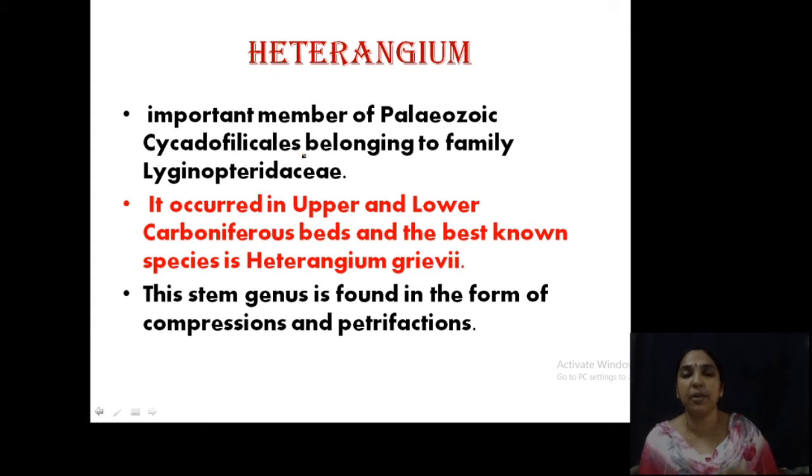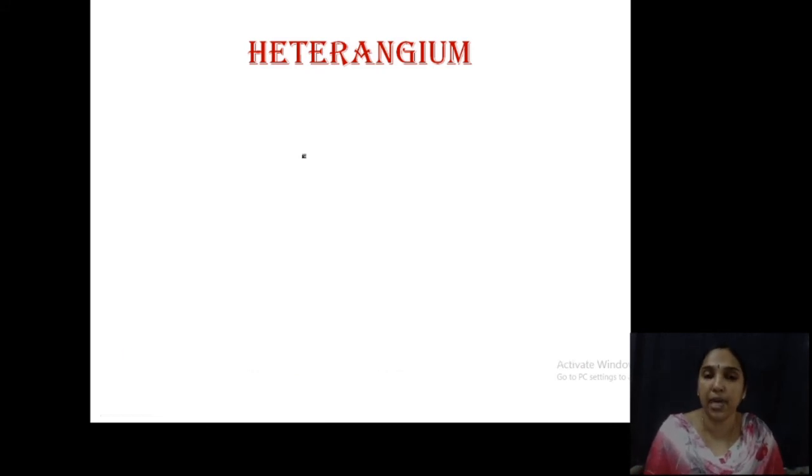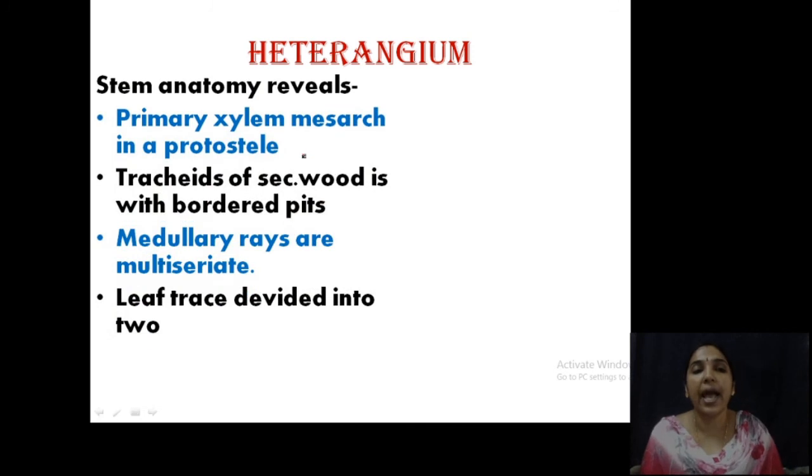Compression means, for example, a leaf is compressed in the mud or somewhere else, and an imprint of the leaf will appear like that. Petrifaction is when it is deeply buried inside mud or soil. So, compressions and petrifactions are types of fossil formation. Then 12 species of Heterangium are reported from the upper Carboniferous period.